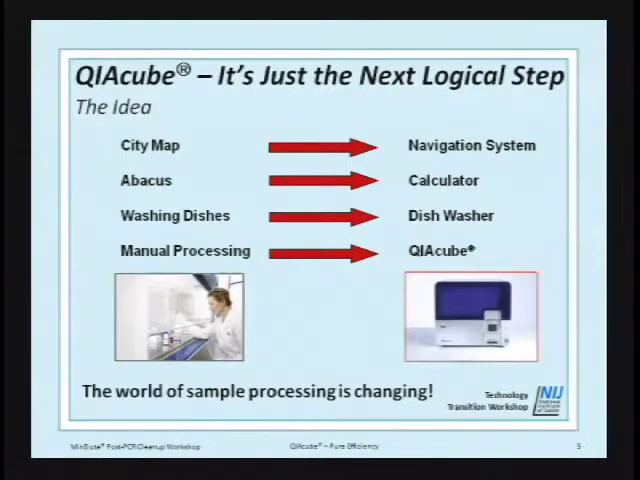It's become sort of a routine procedure, something that everybody's using in the lab. So, as it says here, city maps were used, abacus, washing dishes, and now we use instruments to perform these tasks. And the QIAcube sort of takes these same types of manual tasks and does them within an instrument and standardizes your results.